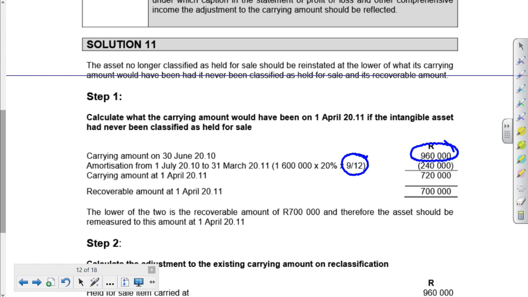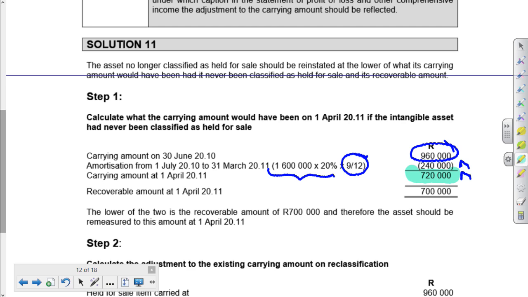Amortization is at 20% straight line, so it's 20% on 1.6 million. 20% on cost, straight line depreciation for 9 months would have been 240. So the carrying amount, if I had never done anything with this asset, would have been 720. If I had never decided to reclassify it as a non-current asset held for sale, it would have stayed an intangible. I would have amortized it, and the carrying amount at April the 1st would have been 720. But I didn't do that, isn't it?